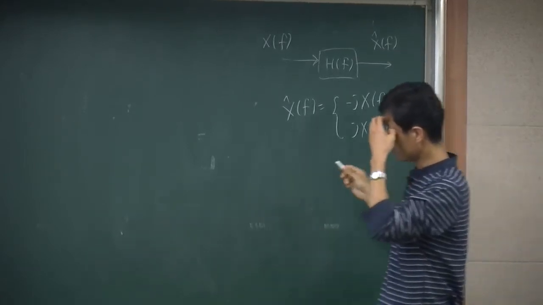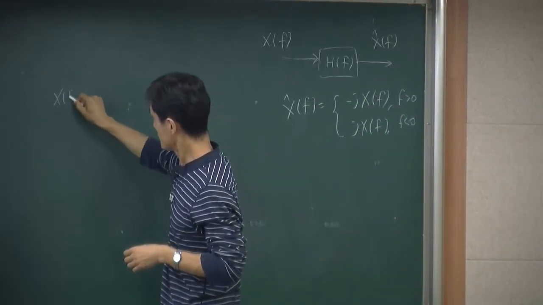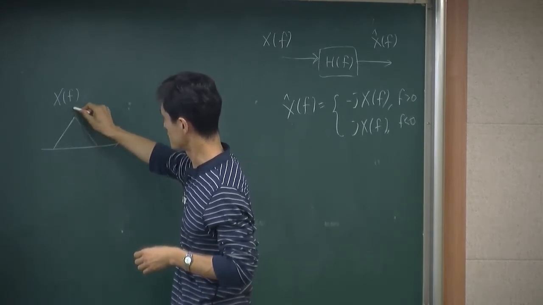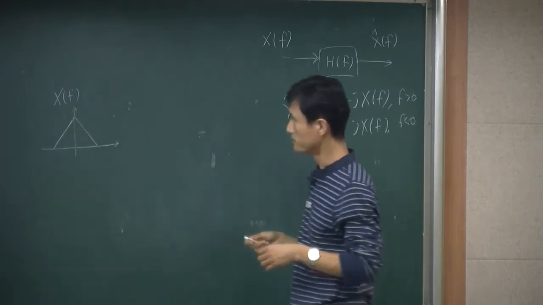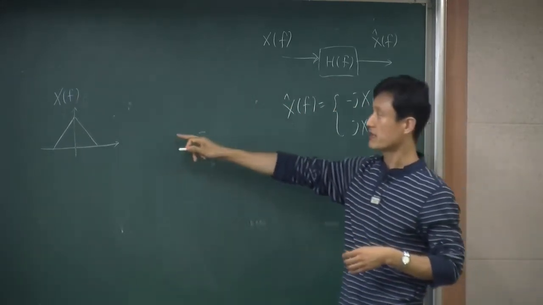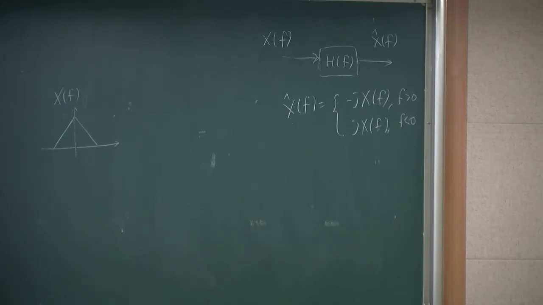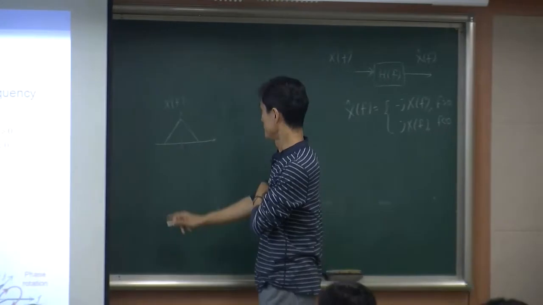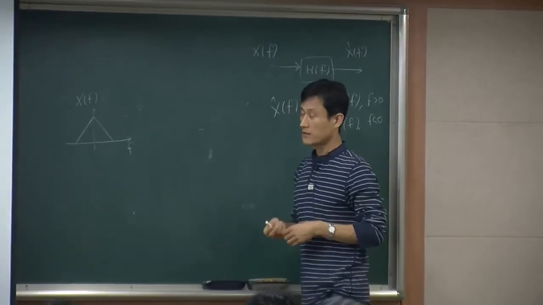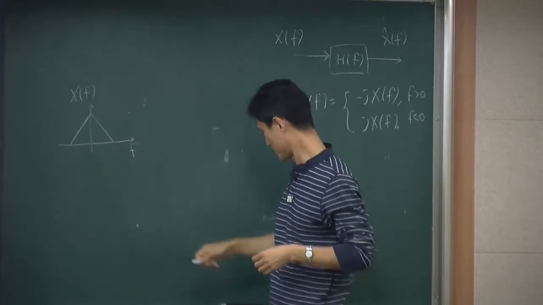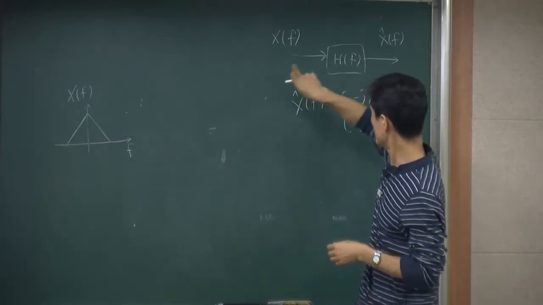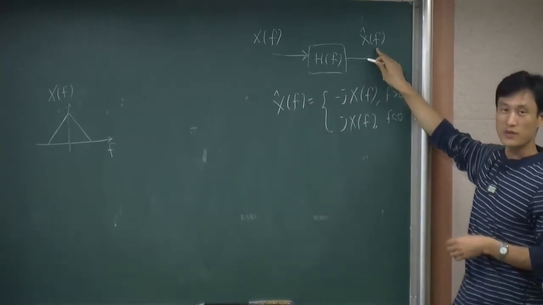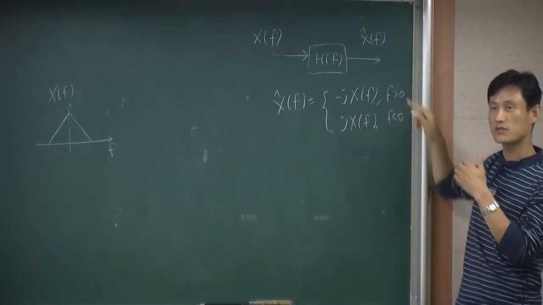So let's understand what this means. Let's say our x(f), our input signal, has this kind of frequency response. Okay? So this is our x(f), our input signal transformed to a frequency response. Now put this signal into H(f) here, and see what the output frequency response looks like.